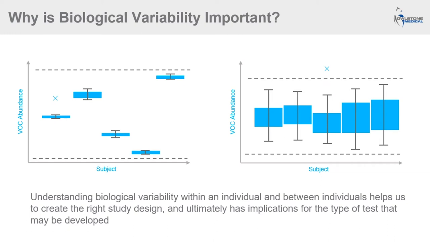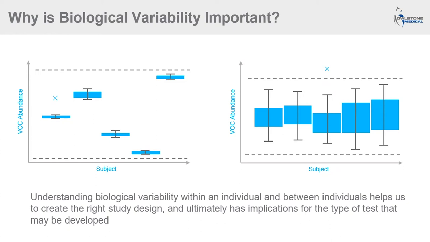On the right-hand side, you can see for these 5 subjects, the variability of this VOC reflects the variability for the global population. That basically means that we can apply a threshold for normality across the whole population. And that can be relevant to the individual.